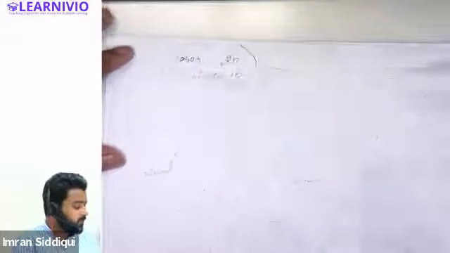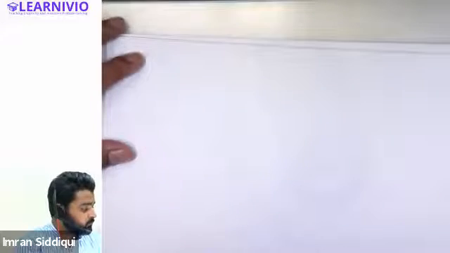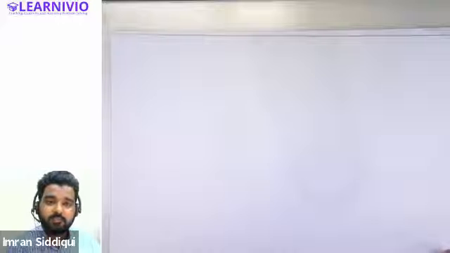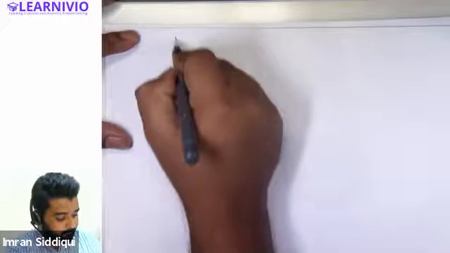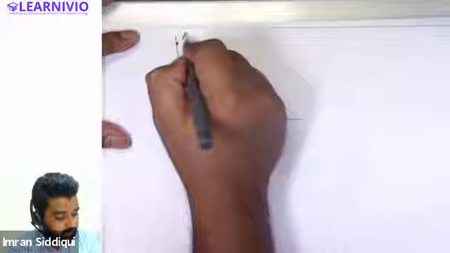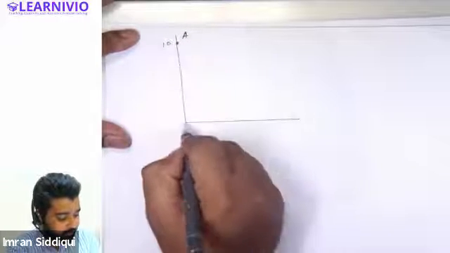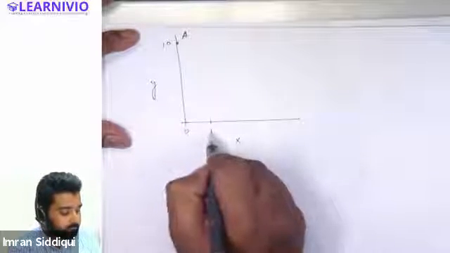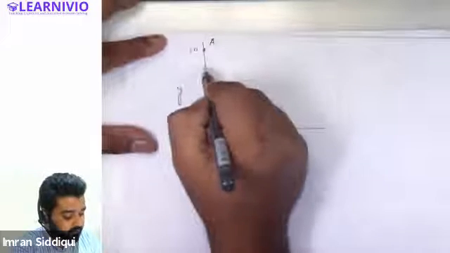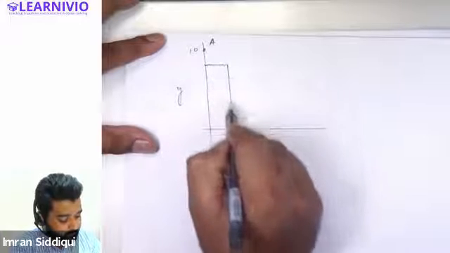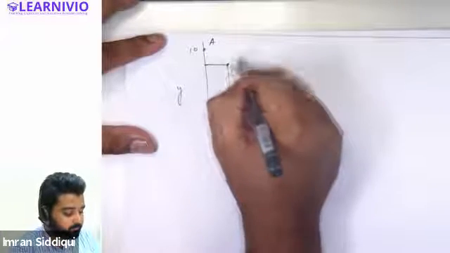And why is the production possibility curve a downward sloping curve? Because in order to increase the production of one commodity, the producer has to sacrifice some units of the other commodity. See here, suppose this is combination A, and combination A is, for example, 10 units of Y and 0 units of X. Suppose the producer wants to increase the production of X, then he will have to sacrifice some units of Y. So the next combination will be something like this, combination B.